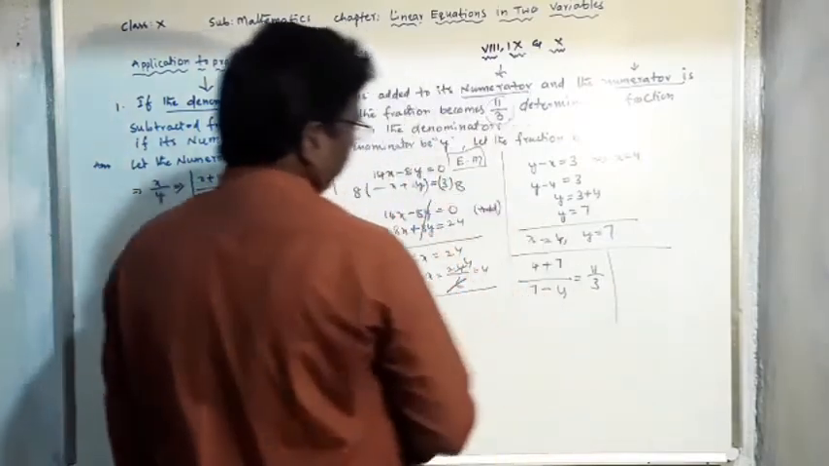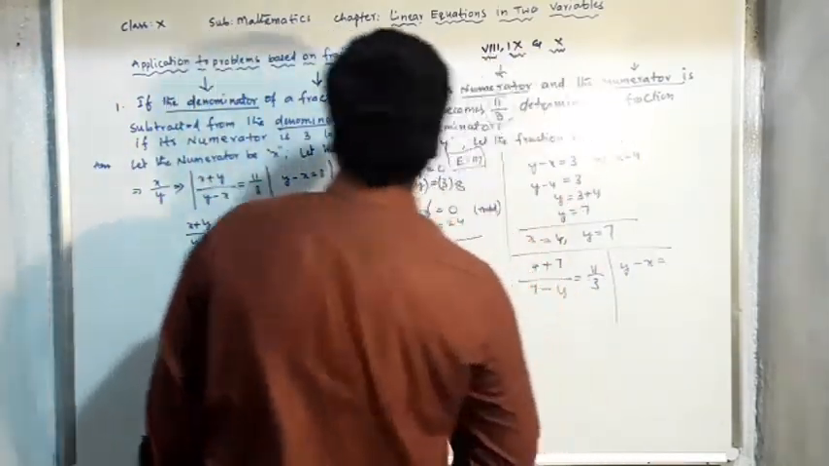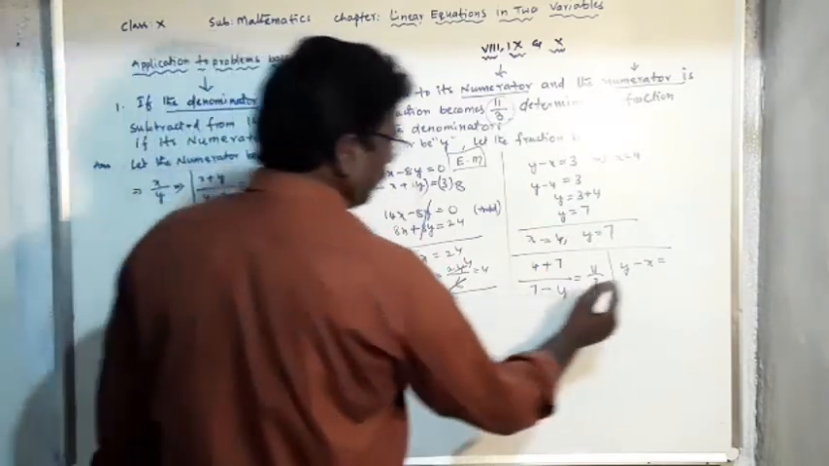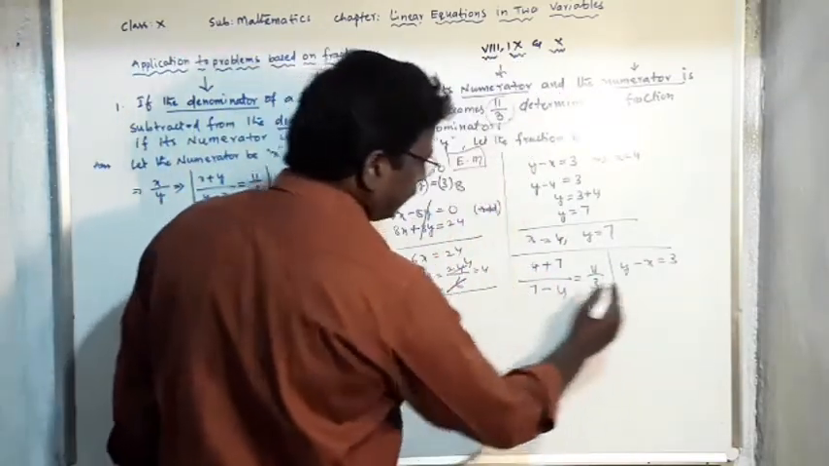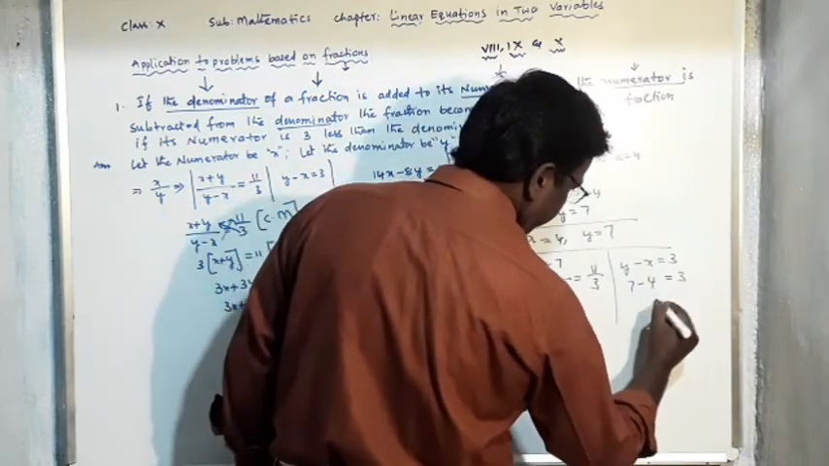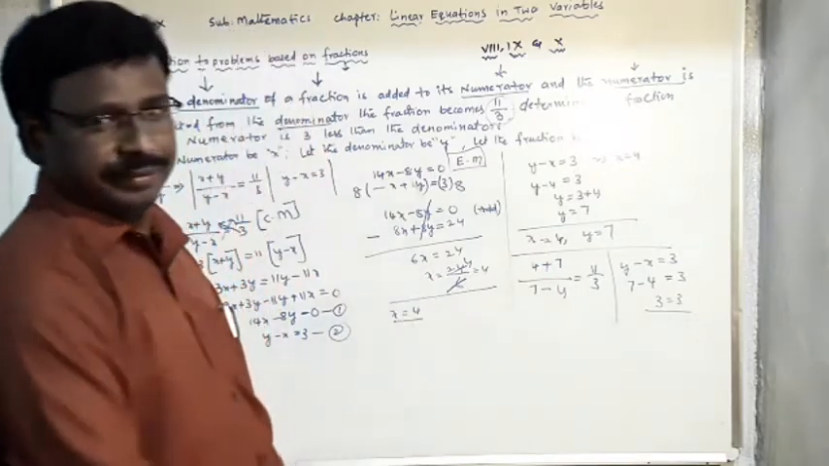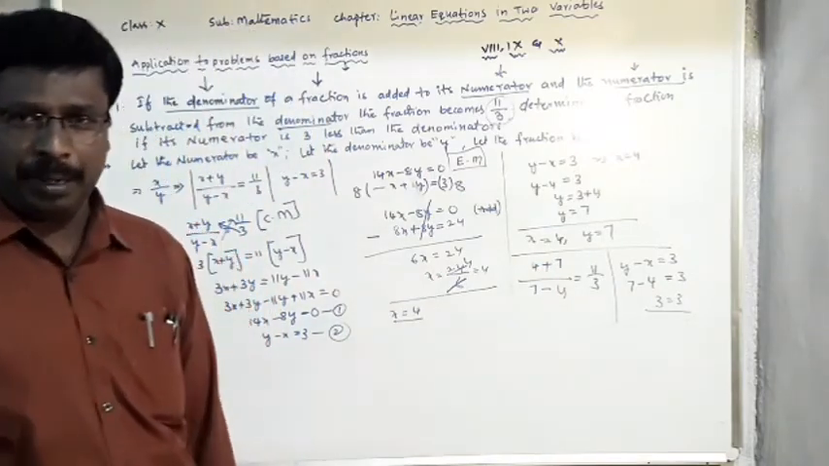Next condition. What is it saying? y minus x is equal to 3. What is the y value? 7. What is the x value? 4. 7 minus 4 is equal to 3. 3 is equal to 3. Hence proved.